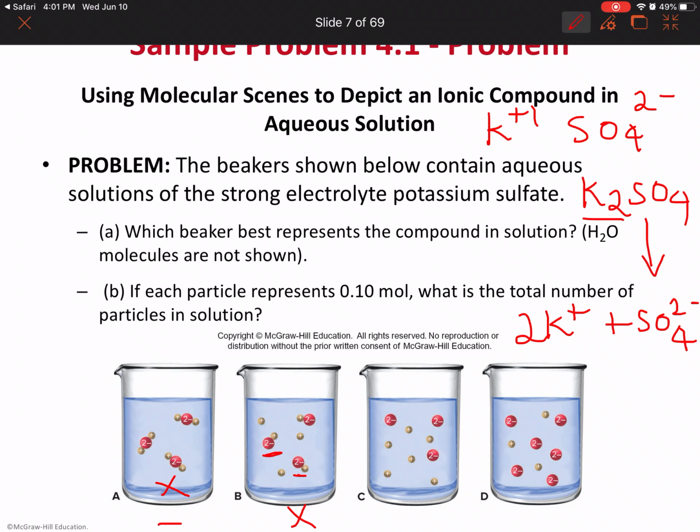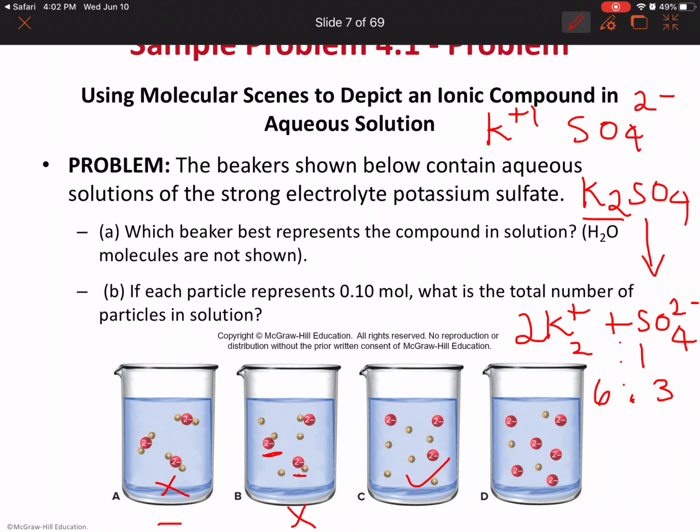And then in C, there are 1, 2, 3 -2s, and there are 6 positives. So the ratio of potassium to sulfate is 2 to 1. We can see there are 6 potassiums to 3 sulfates. So it's a good ratio. It's a correct ratio, 2 to 1, so 6 to 3. So this is correct.